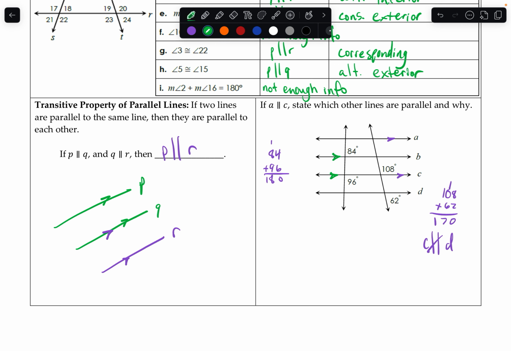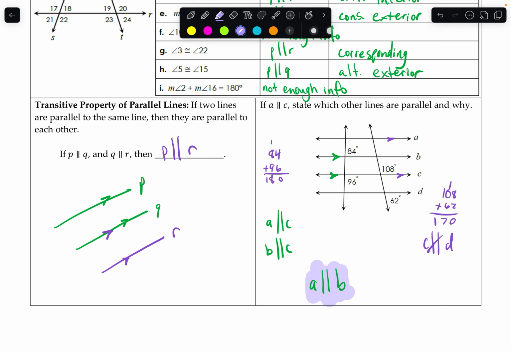So here's what we know. A is parallel to C. B is also parallel to C. Since both A and B are parallel to C, that means that A is also parallel to B. And that is what the transitive property tells us.